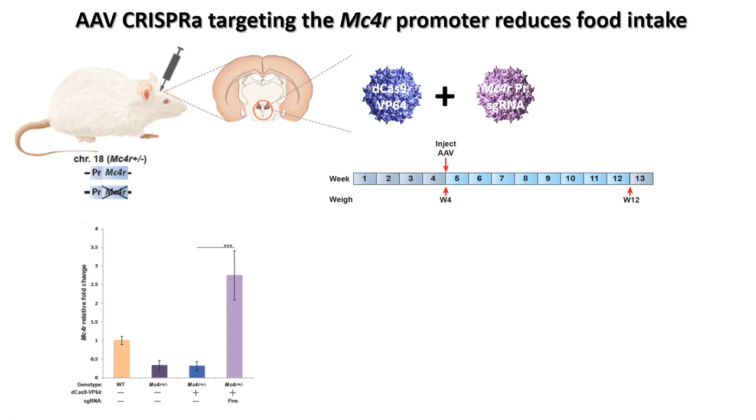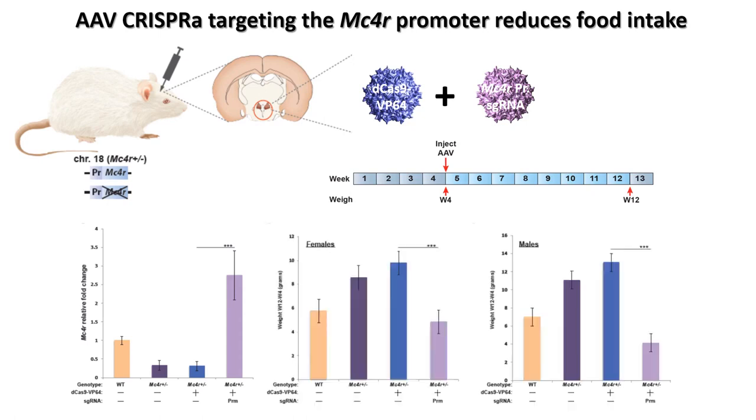If we look at MC4R expression, and again we plot wild type as 1, we can see that heterozygous mice in the dark purple have about half the amount of MC4R expressed in the hypothalamus. Heterozygous mice that were injected just with an activator as a negative control have a similar amount of MC4R, versus ones that were injected with the activator and the promoter guide, the light purple on the right, which now have much higher expression of MC4R in the hypothalamus.